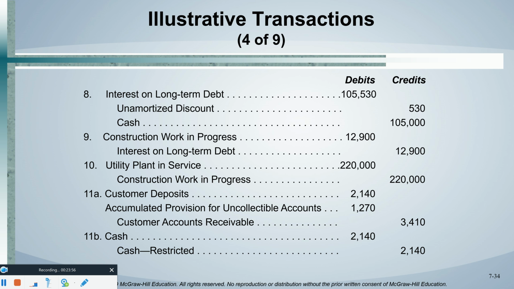And we will write it off by debiting the contra receivable, or the allowance for doubtful accounts. In this example, we're calling it the accumulated provision for uncollectible accounts. All right, so these are customers that didn't pay, and they've lost their deposit, and we've written off the rest.